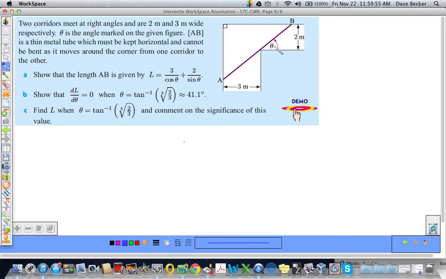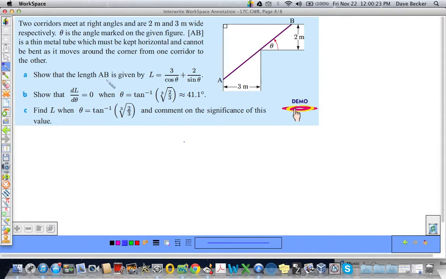Theta is marked, okay. AB is a thin metal tube which must be kept horizontal and cannot be bent as it moves around the corner from one corridor to the other. So we have this pole that we're trying to navigate around the corner. Okay, so they're going to kind of guide us through this because otherwise it'd be fairly difficult to do. So let's be thankful that they are guiding us through this.